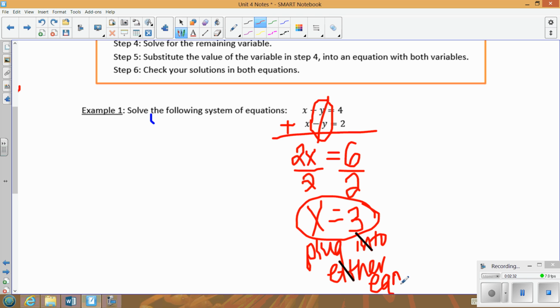I'm not sure why those line segments are showing up, so just ignore those. I don't know why that's happening.